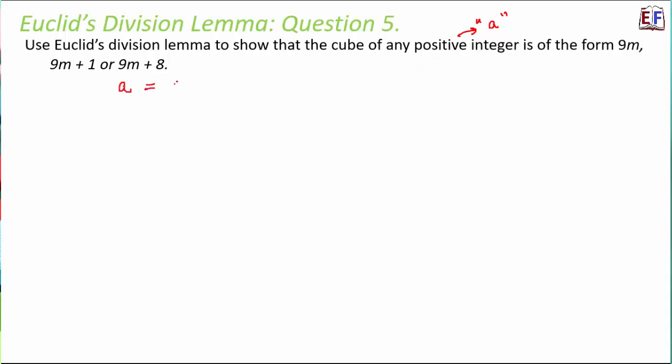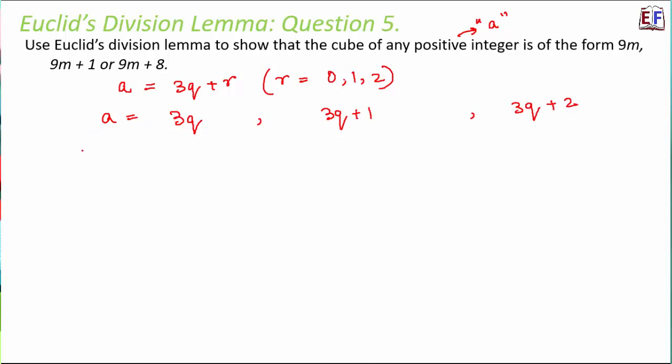So a is equal to bq plus r. So possible values of r would be 0, 1 and 2. So let's put those values. So we would get a is equal to 3q, or a is equal to 3q plus 1, or a is equal to 3q plus 2. Now in the first case, what's the value of a cube? We get 27q cube, which can be written as 9 into 3q cube, which is in the 9m form.